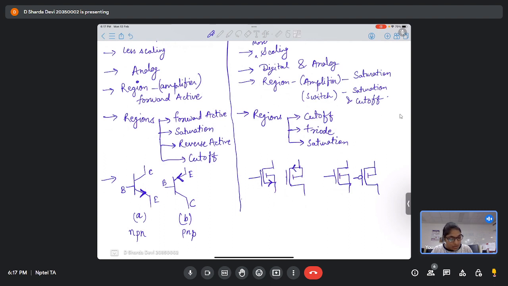Now talking about MOS symbols, we have two sets of MOS symbols, which are most commonly used. Talking about this first set, what is the first one shown? This is the current direction, right? So this is drain, gate, and source terminal, which makes it an NMOS.